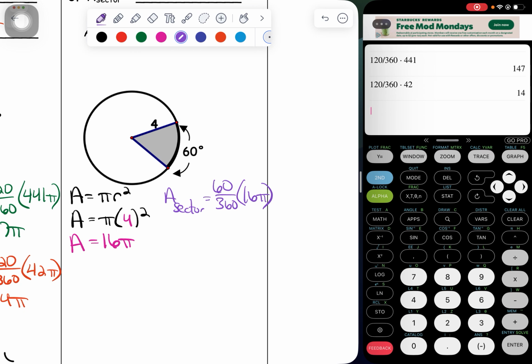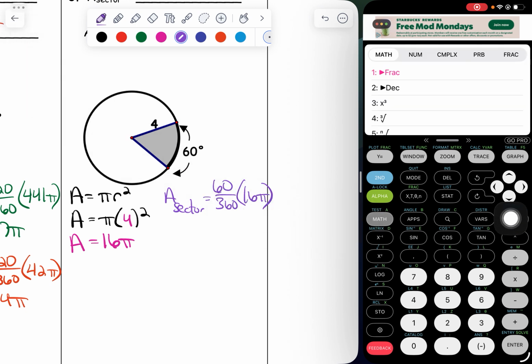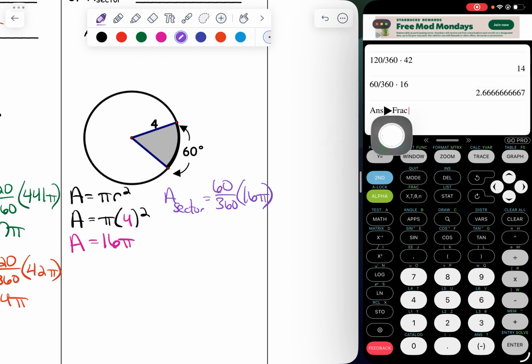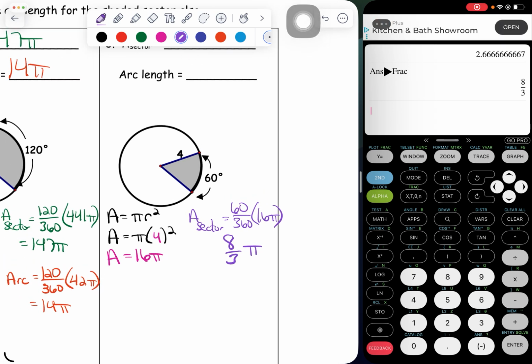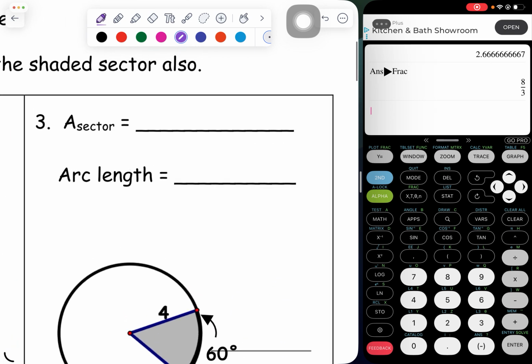So let's see what happens if I put that in a calculator. 60 over 360 times 16. Not a huge fan of the decimal here. So what I'm going to do is hit math, and then if I select the very first thing by hitting enter, it's going to take this last answer and attempt to turn it into a fraction. If I hit it again, that's the fraction 8 over 3 pi, and I prefer that answer to any kind of decimal answers for these. So the area of a sector here is going to be 8 over 3 pi. Again, we don't have units here, so I'm not going to worry about that part.